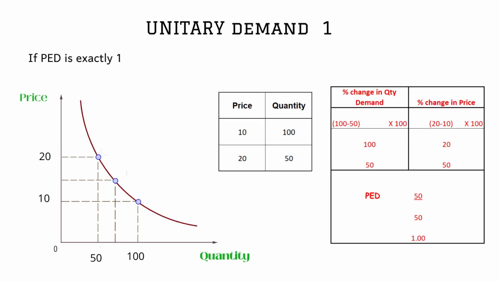Unitary elastic demand, also known as unit elastic demand, is where the demand changes in a similar proportion to the price. The percentage change in quantity demanded is equal to the percentage change in the price. This is where a price reduction equally increases the demand, and a price increase equally reduces the demand.